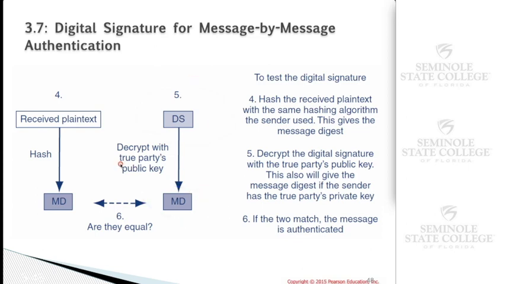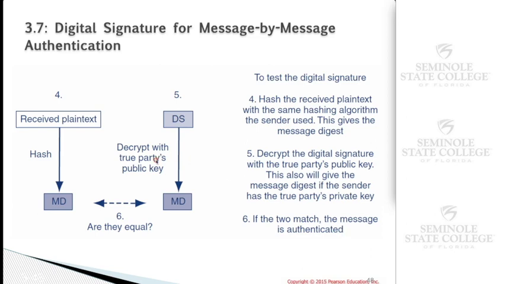So let's say it is coming from Google, you don't want to trust somebody sending you that information to tell you what Google's public key is. You want to go to a certificate authority and ask them for the public key of Google, and use that to decrypt this message, create this message digest, and see if it is equal to the message digest that was sent to you. All right, the two match, it's authenticated.